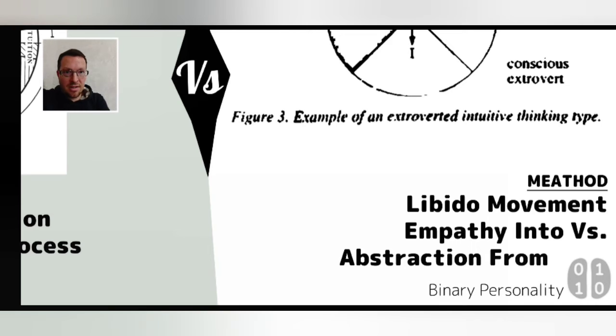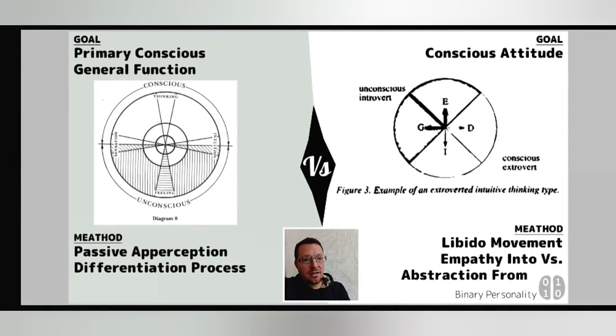And the method that we're going to use to figure out your conscious versus unconscious attitude deals with your libido movement, what Jung calls empathy into the object versus abstraction from the object. There are two things to think about when figuring out your primary conscious general function, and that's what we're going to do in the next video.